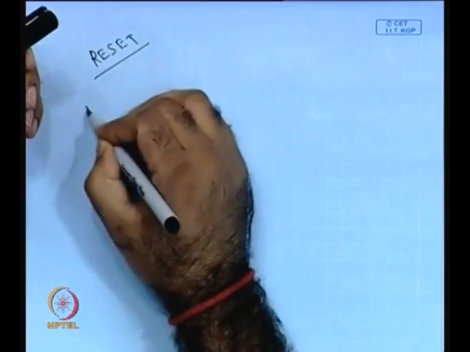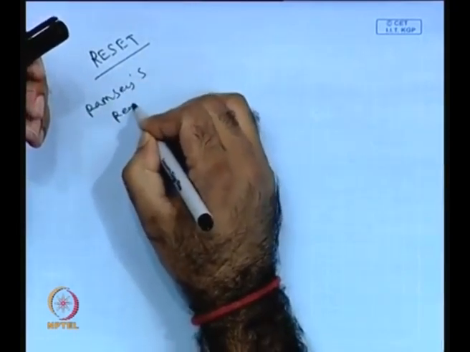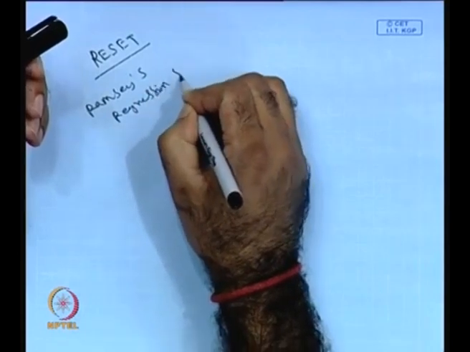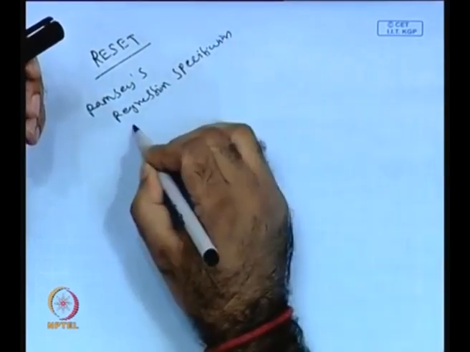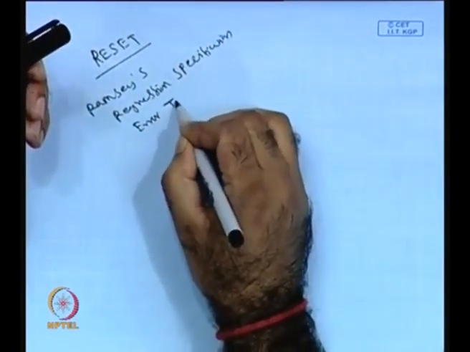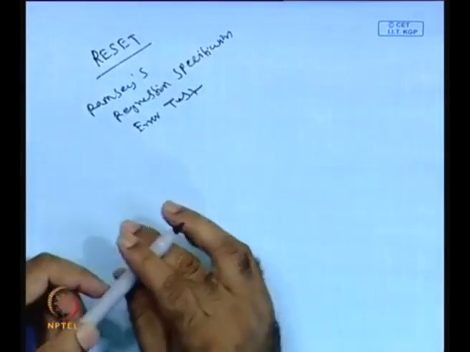This is called Ramsey's Regression Specification Error Test. Okay. Specification error test. So, what is this test? It has altogether 3-4 steps.